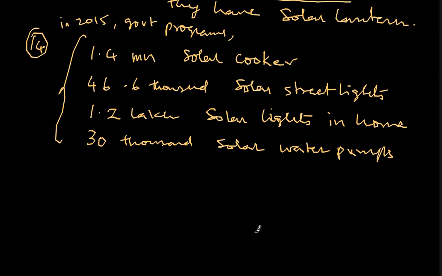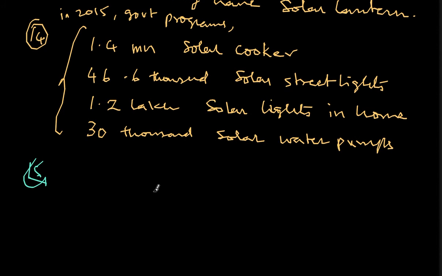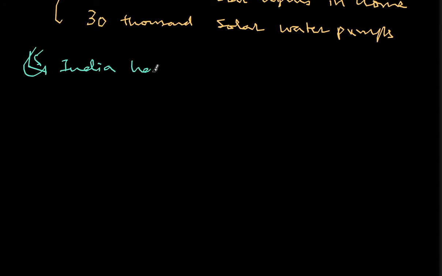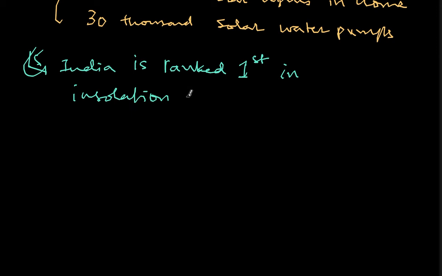Now another interesting feature, or interesting property, or natural occurrence for India is that India is ranked number one, first rank, in insolation. That means we get about 1700 to 1900 kilowatt hours per kilowatt peak of installed capacity. So this is per year.